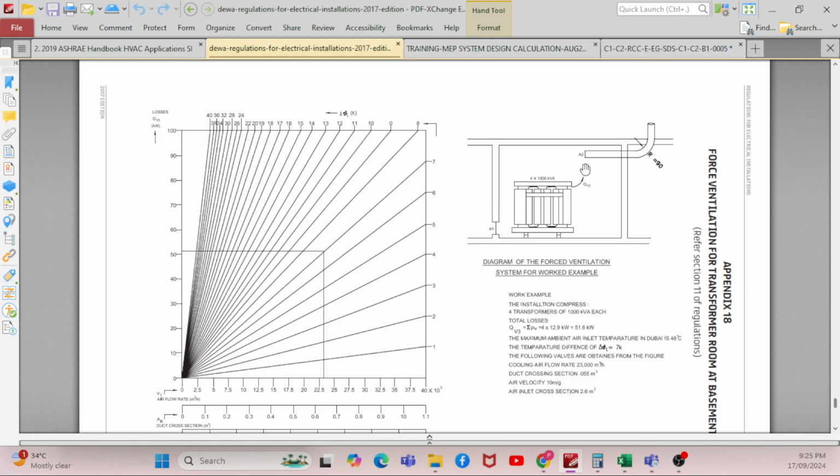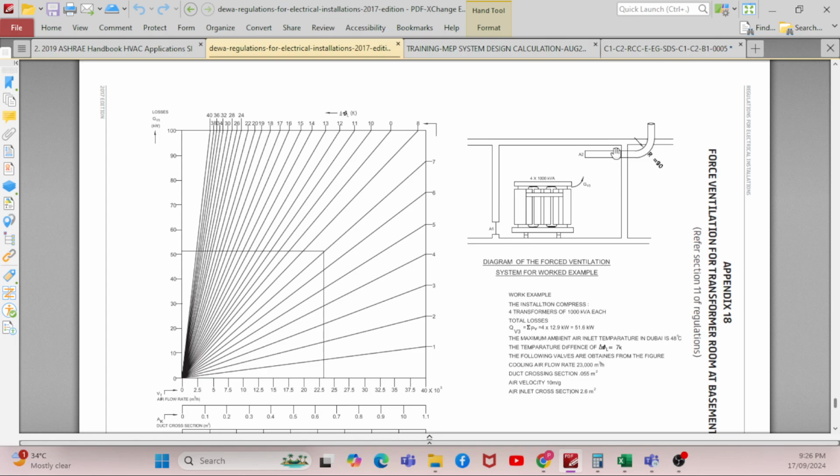If you don't take out the excess heat, what will happen? The transformer will be overloaded or overheated. Then there is a chance of fire, or the transformer will not work efficiently; the efficiency of the transformer will go down. So this is what we are going to calculate: the transformer ventilation fan, to take out the excess heat generated in the transformer room.